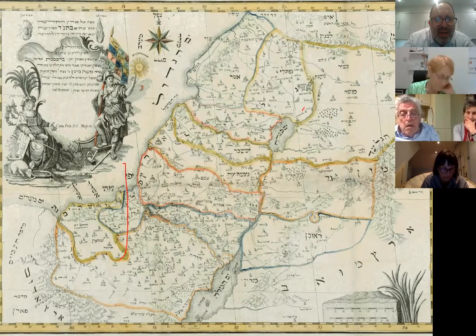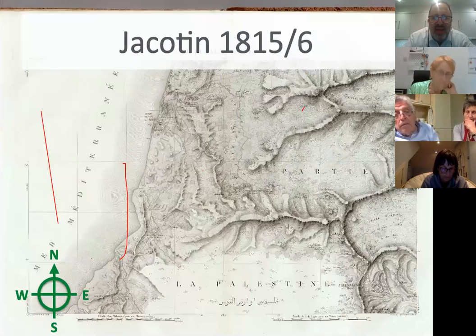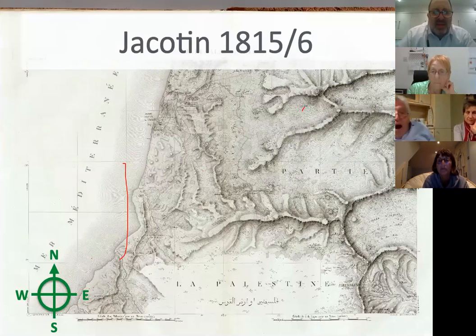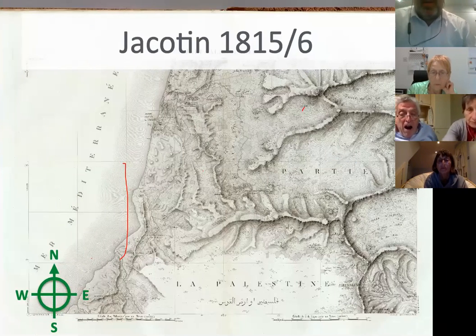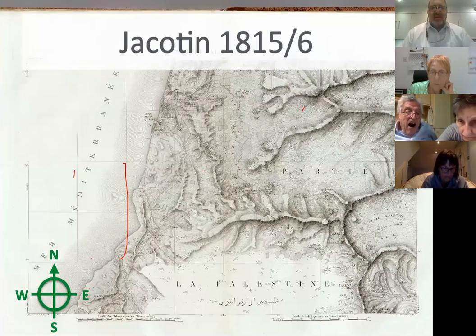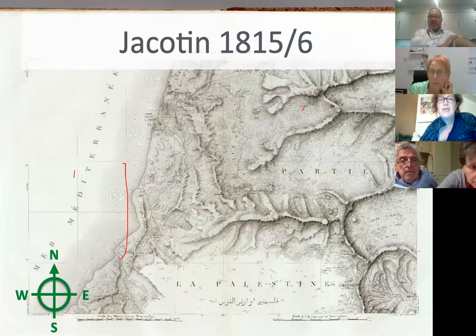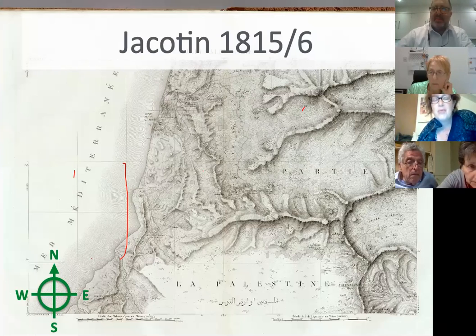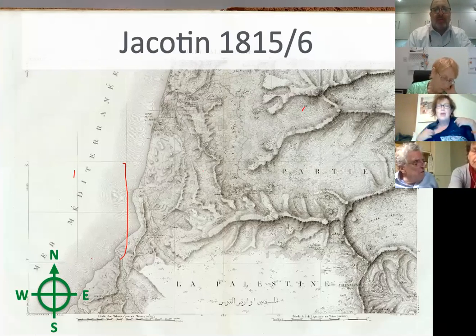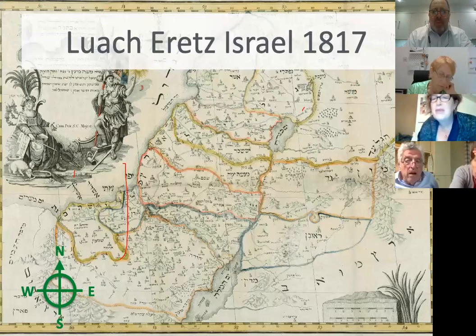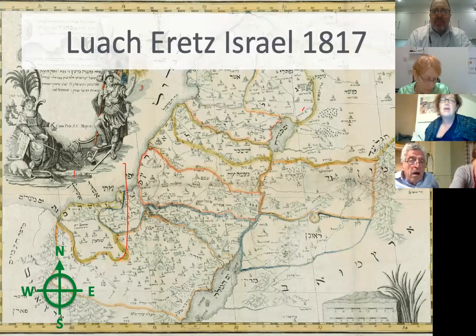And now we get to what I would call relatively modern map making, and particularly scientific map making. Jacotin. Can I ask a question first about that before you go? Sure. So that was a map from the previous slide. From what year was that? 1817. 1817, but they're only making historical maps. They're not making contemporary maps of Israel. Correct. Exactly, yes.